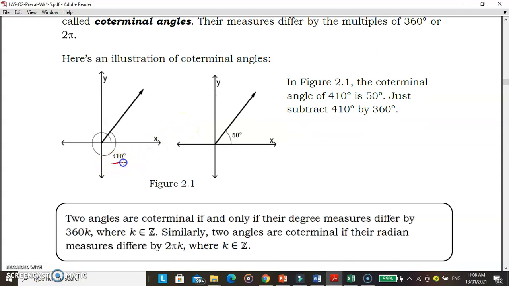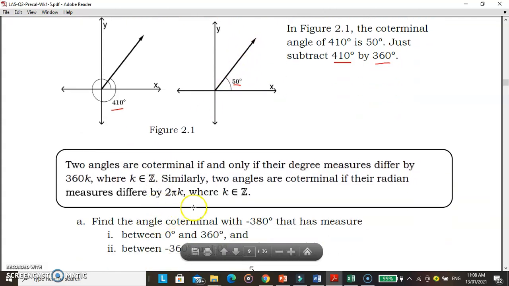We have here 410 degrees and 50 degrees. By just subtracting 360 from 410, we can obtain 50 degrees. So the 410 degrees is just one rotation more than 50 degrees, and they stop at the same side, or they have the same terminal side. So two angles are coterminal if and only if their degree measures differ by 360k, where k is an element of Z.